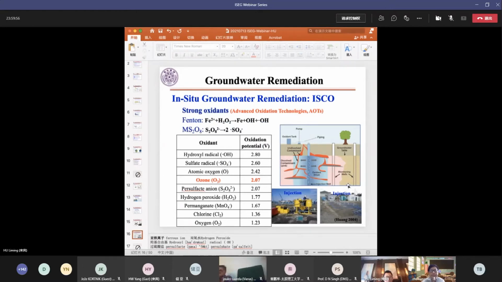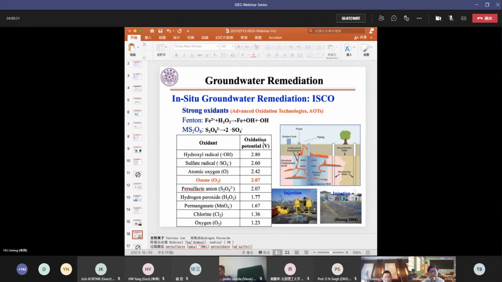Another most widely used technology is in situ chemical oxidation. Especially in China, this kind of technology is very much used at contaminated sites. So we use very strong oxidants to oxidize the chemicals.